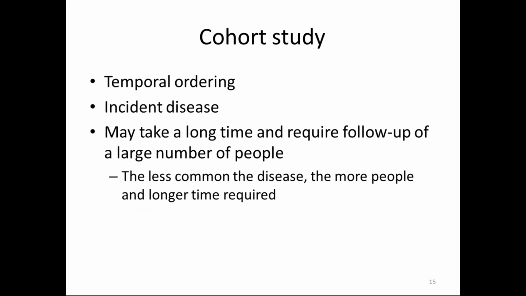So one of the nice things about our cohort study is we have temporal order, right? We know that our exposure happened before our outcome, which is one of the key things you need in order for something to be a cause. The exposure has to precede the outcome. We're looking at incident disease for the most part. We're looking at people who had not previously had a heart attack and trying to determine the rate of heart attack after that.